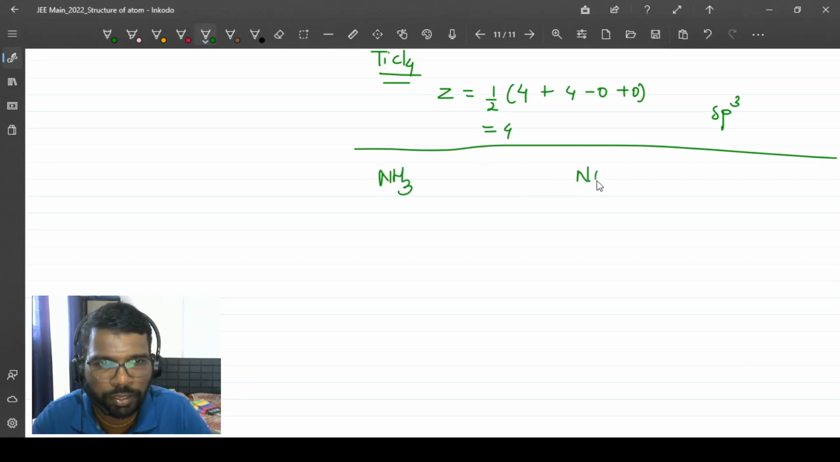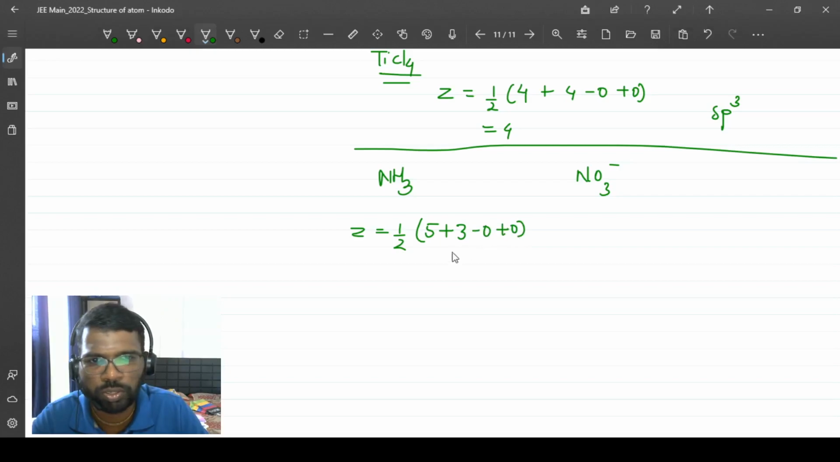NH3 and the other is NO3 minus. So Z for this is half times the valence electron of nitrogen, which is 5, plus the total number of monovalent atoms connected, which is 3. There is no charge, so the cationic charge is 0 and the anionic charge is also 0, right? So over here Z will be equal to 4.